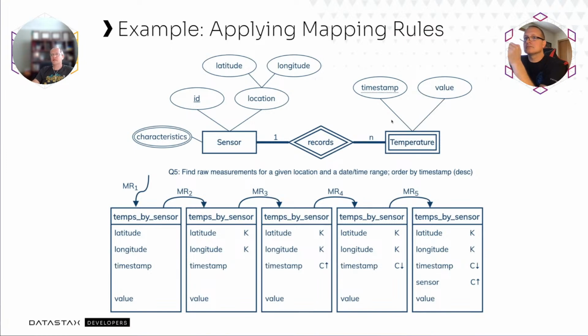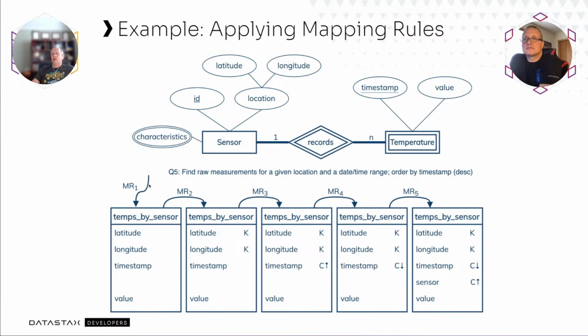Okay, so let's see how it works on one simple example. I have this conceptual data model you've seen before, and the query: find raw measurements for a given location and a date time range, order by timestamp. So I will be finding measurements. These are the temperatures, right? A given location. So location is here. This is sensor. So I need to cover all of these, right? And location is equality. Date time range is inequality. So this timestamp is going to become a clustering column.